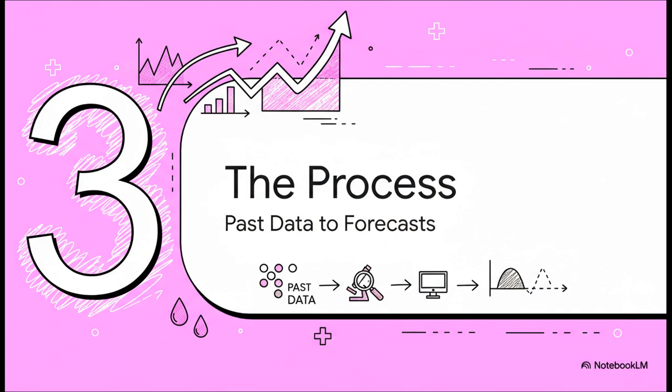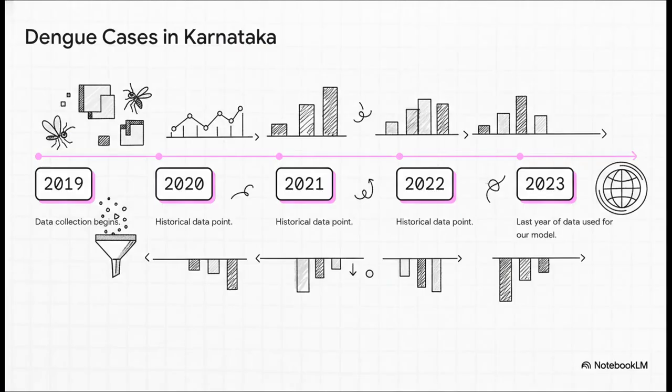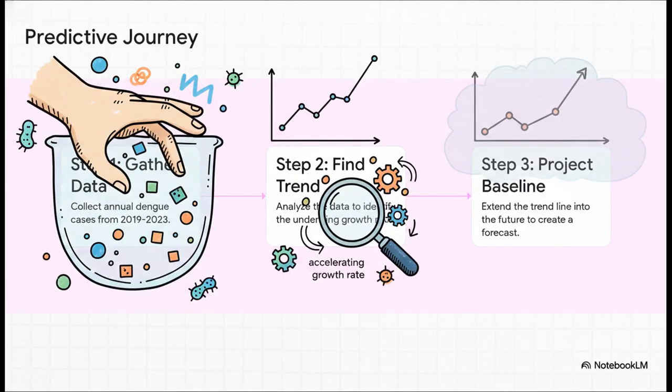So we've got our challenge and we've got our tool. Now let's walk through the actual process, step by step, of how you make a forecast like this. First, every model needs fuel, and for us, that fuel is data. We're using real annual dengue cases from Karnataka, India, from 2019 all the way through 2023. This is our history book. It's the foundation for everything we're about to build. So you can think of our predictive journey in 3 basic steps. Step 1, we gather the data, which we just did. Step 2, our model crunches those numbers to find that underlying trend, that accelerating skateboard ramp we talked about. And then step 3 is the simplest of all. We just extend that trend line out into the future to create our baseline forecast.